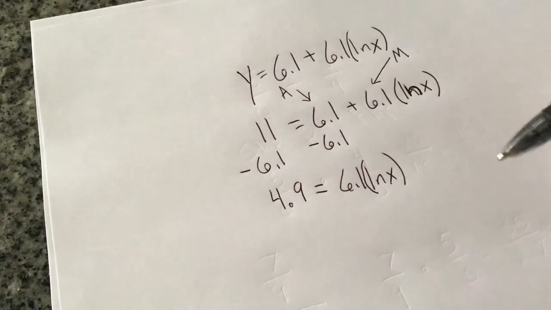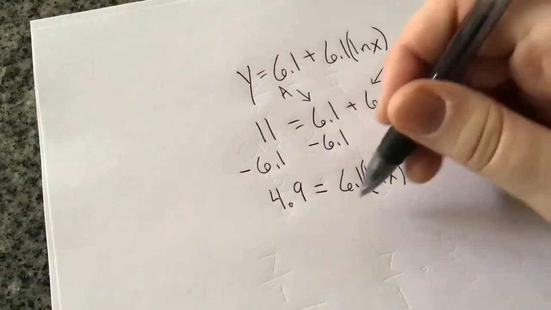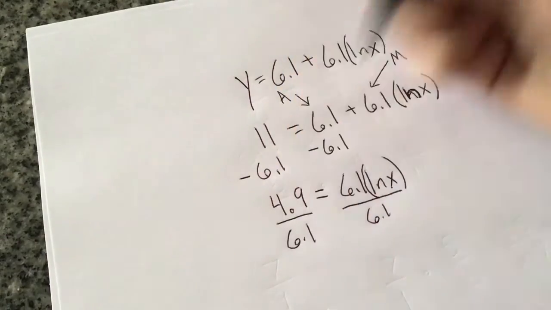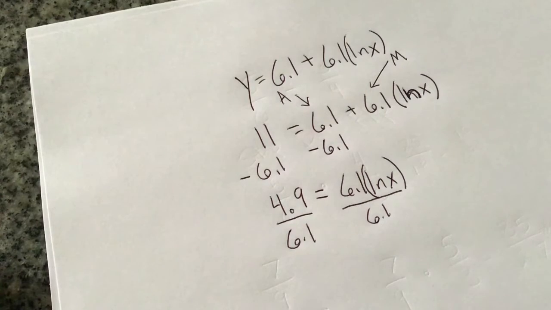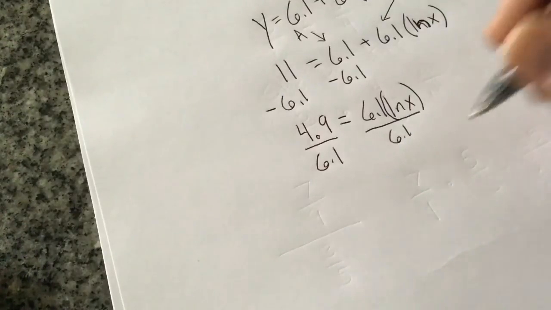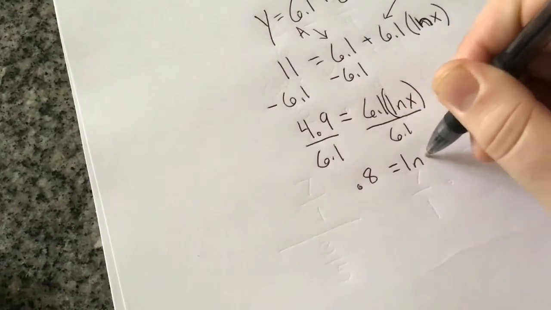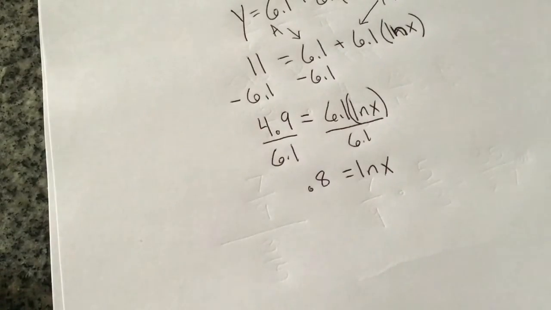Now, we're going to get rid of that 6.1 that is multiplying, so we will divide by it, like so. And when we divide 4.9 by 6.1, we end up getting 0.80 specifically, but I'm just going to round that to 0.8 equals the natural logarithm of x. So this is where things get weird. We've gotten ln x all down to being by itself. The natural logarithm of x is on its own.